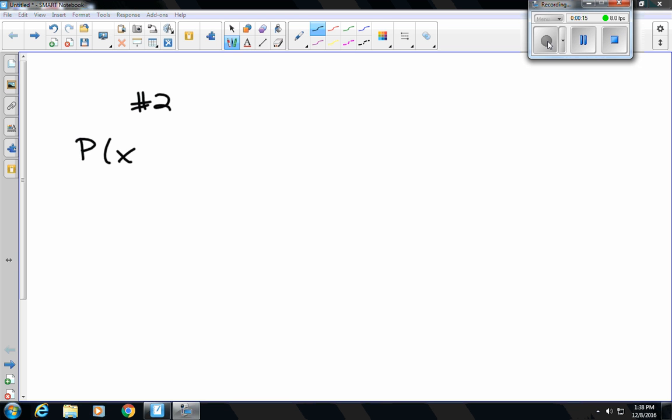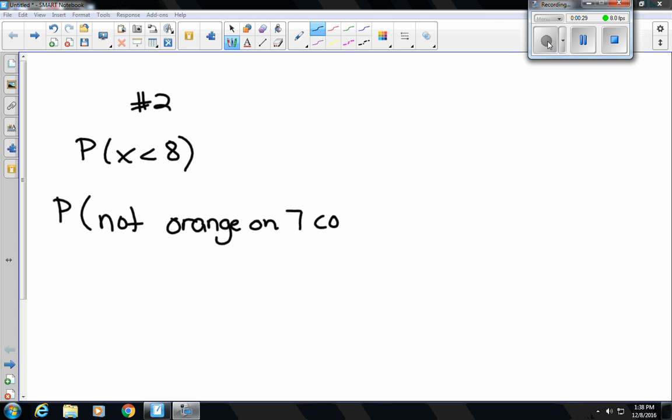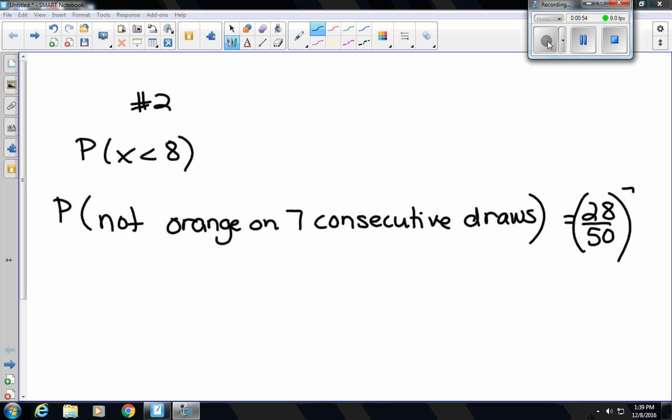So the probability that x is less than 8 is what we're looking for, right? If I write it in words, this would be the probability that it's not orange on 7 consecutive draws, I think is what they called it. The probability that it was orange was 22 out of 50. So the probability that it's not orange is 28 out of 50, correct? And 7 consecutive draws, I would raise that to the 7th.